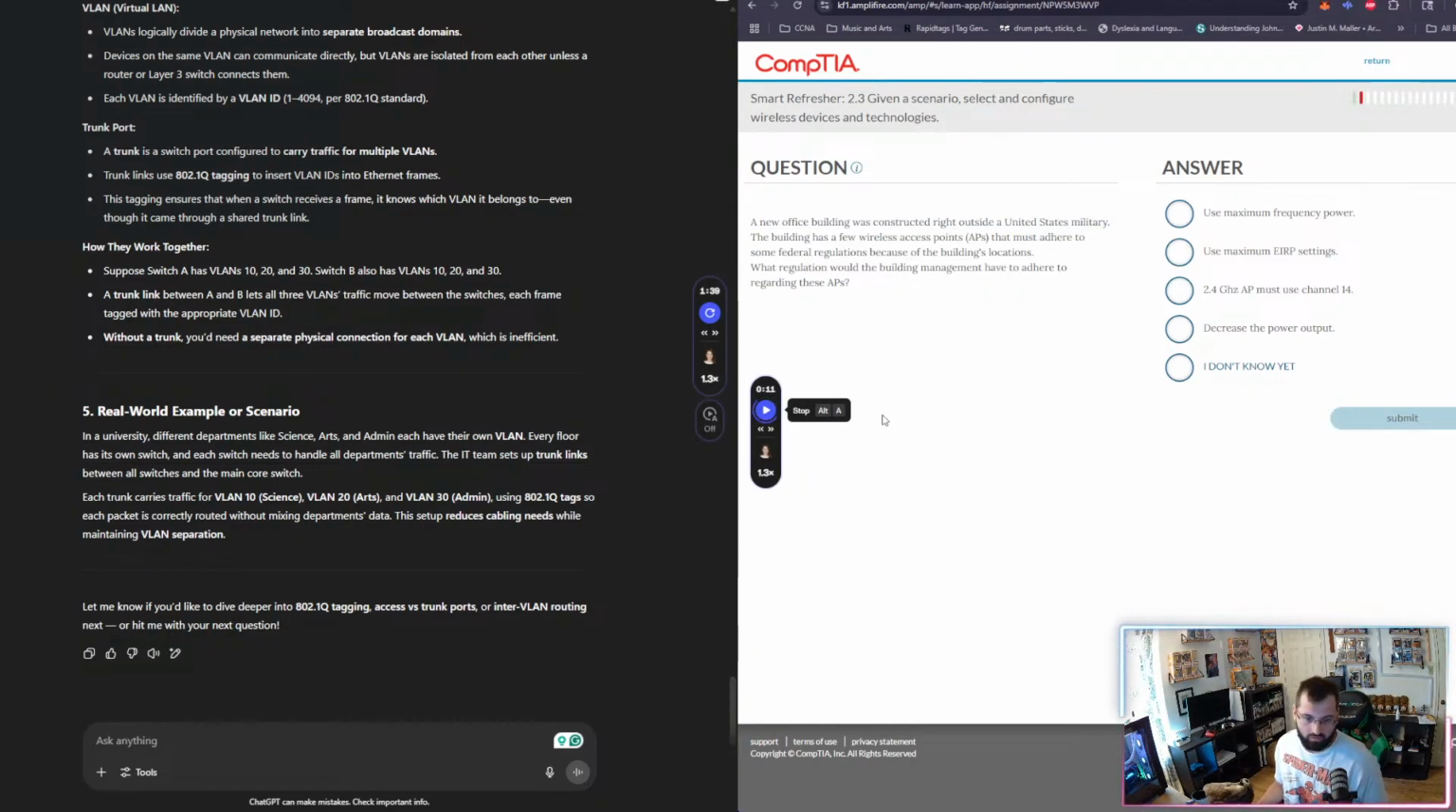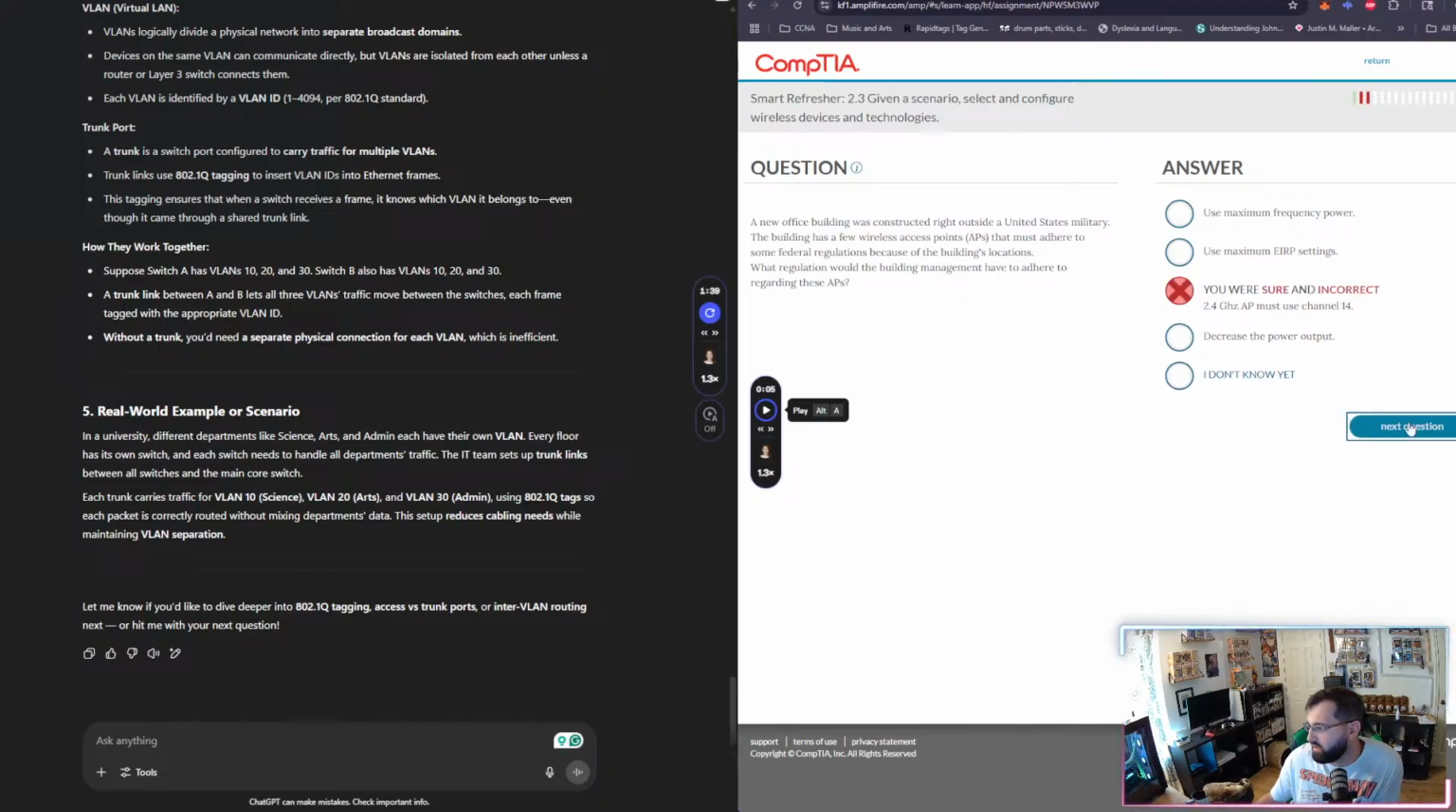I'm getting wrecked again. A new office building was constructed right outside a United States military base. The building has a few wireless access points, APs, that must adhere to some federal regulations because of the building's location. What regulation would the building management have to adhere to regarding these APs? Use maximum power, use maximum EIRP settings, AP must be set to channel 14. I'm pretty sure it's set to channel 14. No.